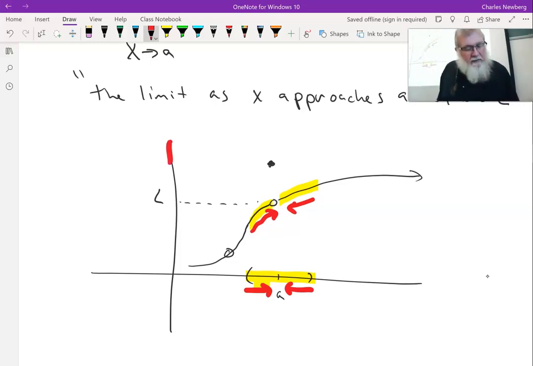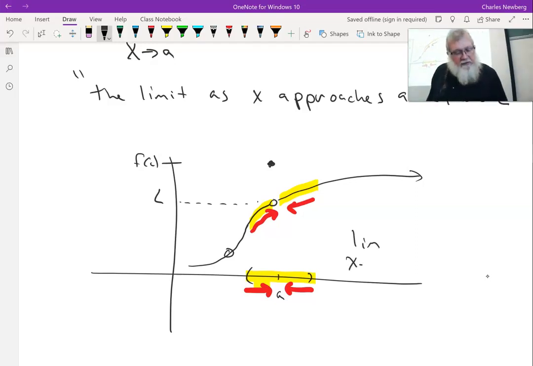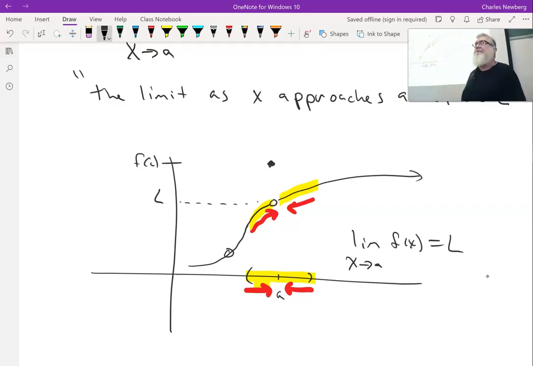It doesn't matter. Let's say here is f of A. It doesn't matter that f of A isn't in there. We just want to know what's happening as we're approaching those values, not what happens right at that value. So would we say the limit as x approaches a of f of x equals L on this one? We would.